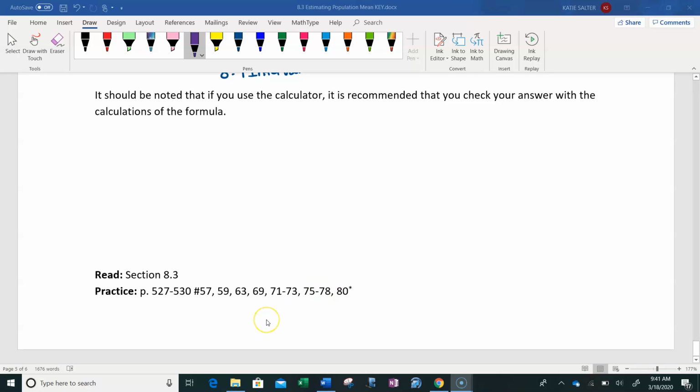Going to the practice problems at the end. Numbers 71 and 72 are full problems. Those would be great problems for you to do to practice the full state, plan, do, conclude. And number 73 is a sample size problem that we discussed at the beginning.